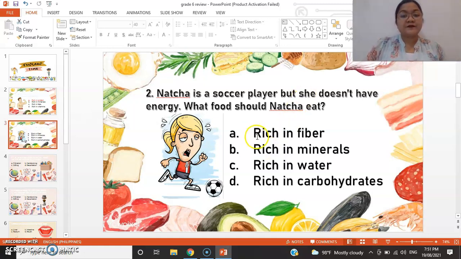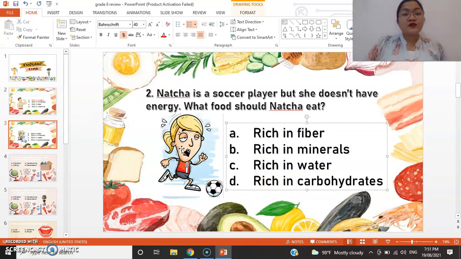Letter A, rich in fiber. Letter B, rich in minerals. Letter C, rich in water. And letter D, rich in carbohydrates. Again, what would you eat if you want to have energy? What is your answer? 5, 4, 3, 2, 1.